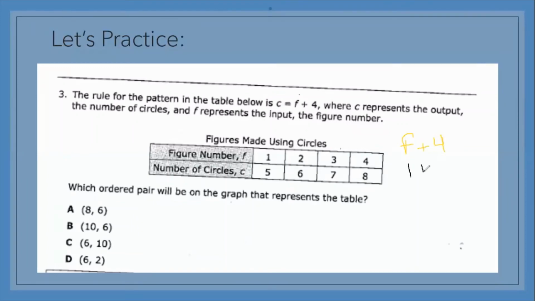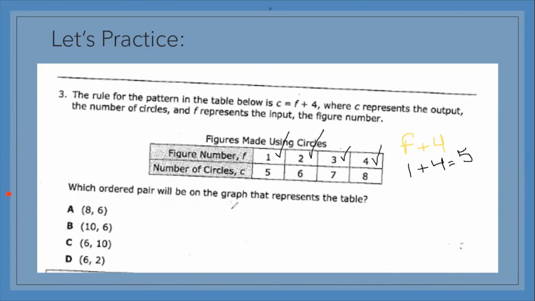Just read the chart. 1. Good. So 1 plus 4. Does that give me the output of 5? Yes. Great. So it works there. Let's check the next one. If I plug in 2 for F, is 2 plus 4 6? Yes. Good. Is that Aiden that I hear? Hi, Aiden. All right. And then if I plug in 3, 3 plus 4, will that give me 7? Yes. Cool. Let's check the last one. 4 plus 4, do I get 8? Yes. All right, so now we go to the bottom. All of these are correct. We verified that our rule does work.